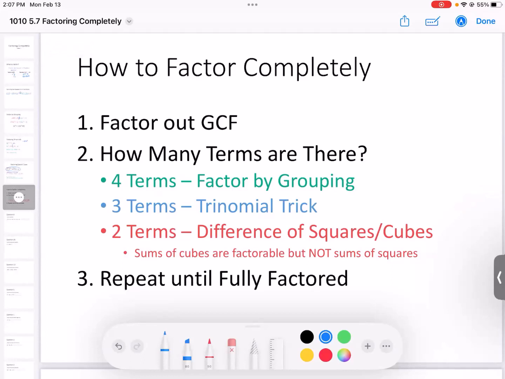You always start off by factoring out the greatest common factor. So you look at all the terms and you see if they have anything in common. If they do, factor that out. Sometimes you won't be able to, because sometimes there isn't a greatest common factor. But after you do that, you look at the remaining factors and you decide out of these 3 things what you need to do, depending on how many terms there are.